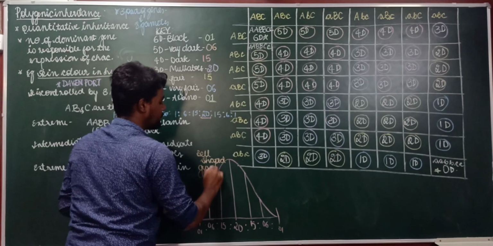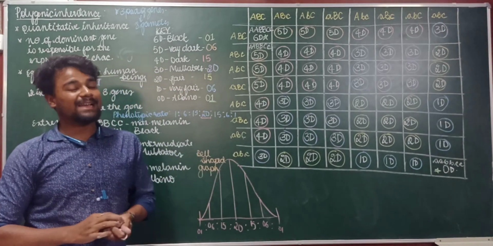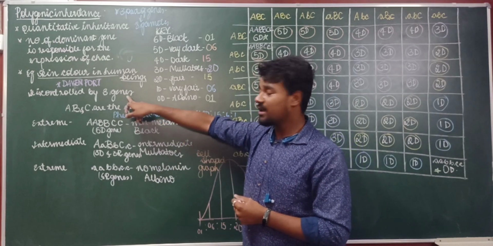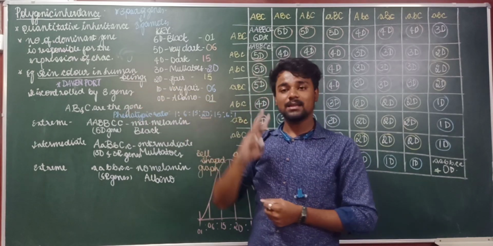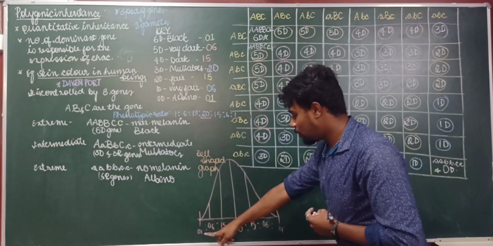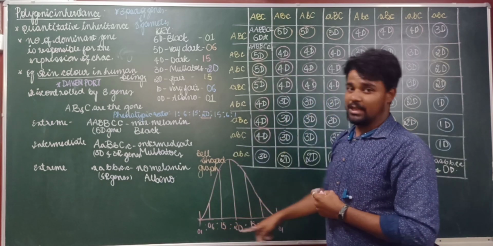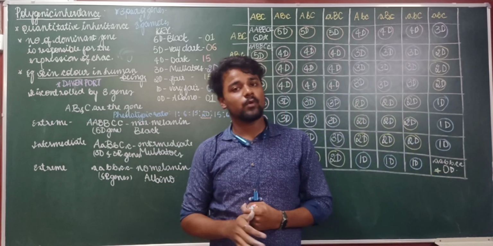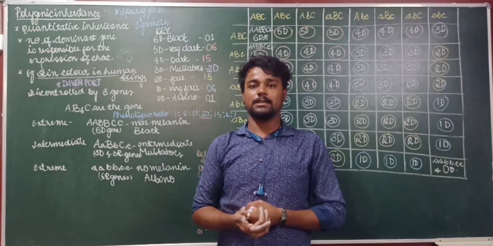Bell shaped graph. Now, as in the kernel color in wheat, there were only 2 genes for the expression. But in skin color, there are 3 genes. As the number of genes is increasing, the number of phenotypes will also increase. So this is about the skin color in human beings. I hope you have understood this concept clearly. Thank you.